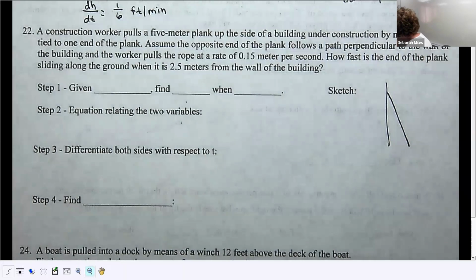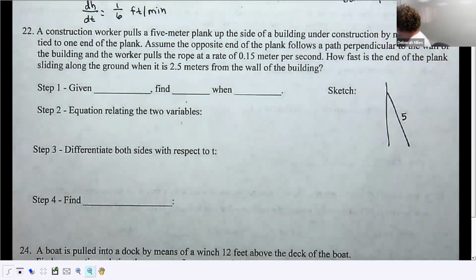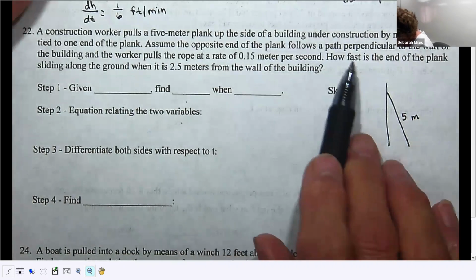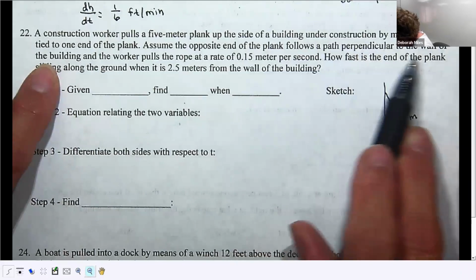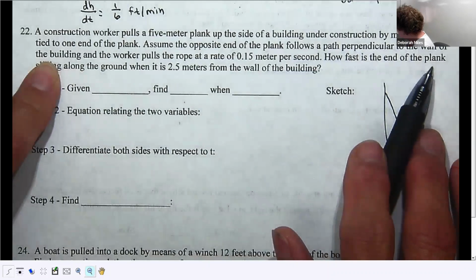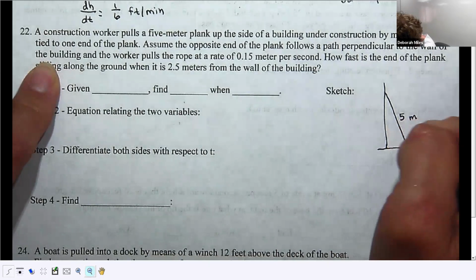And what's not changing about that plank, no matter how high up or down the top of it is? The length of the plank's not changing. Don't label anything that's changing on your picture. Only label what's constant on your picture. And the length of that plank is a constant 5 meters. Assume the opposite end of the plank follows a path perpendicular to the wall of the building. Could have also said, assume the bottom of the plank bumps along the ground, because that's the path perpendicular to the building.